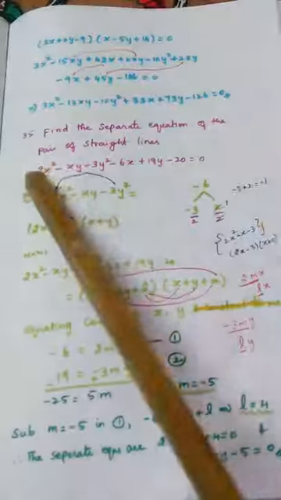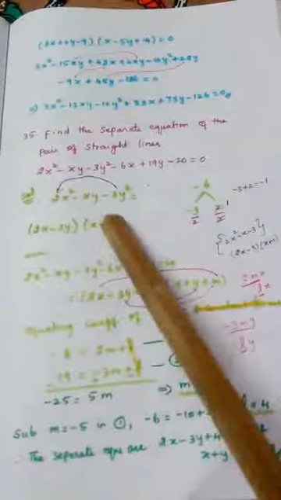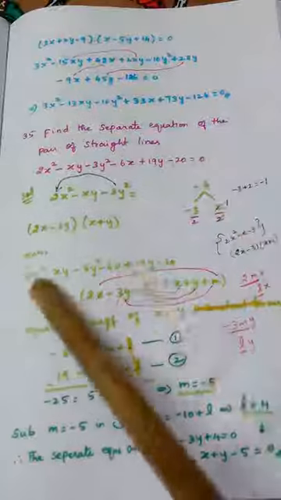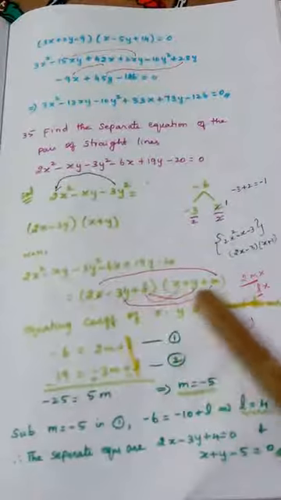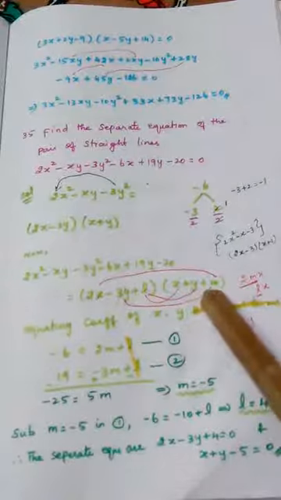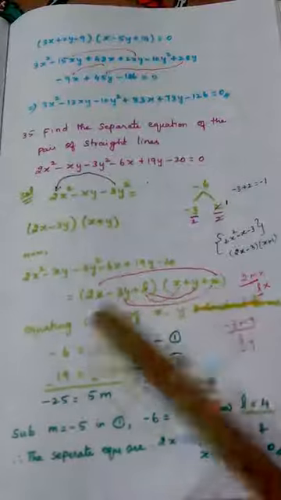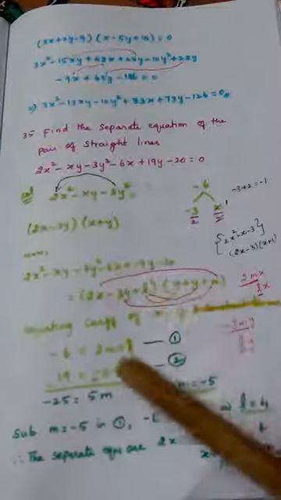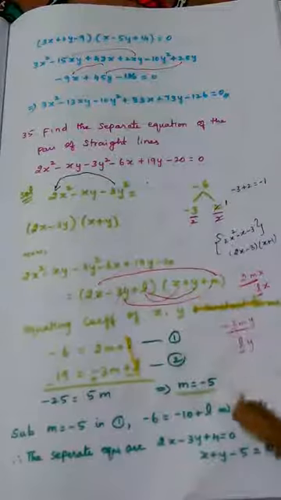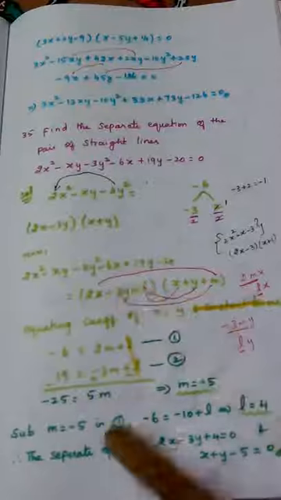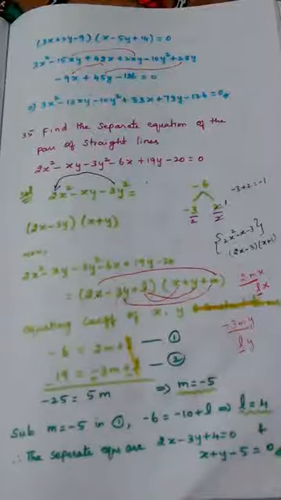What is the first step? Take the first three terms and factorize. Now you write the entire equation: first factor plus one constant, another bracket second factor plus some other constant. Find the two constants using the equating coefficients of x and y. After finding the two constants, substitute them in these two and get the separate equations like this.